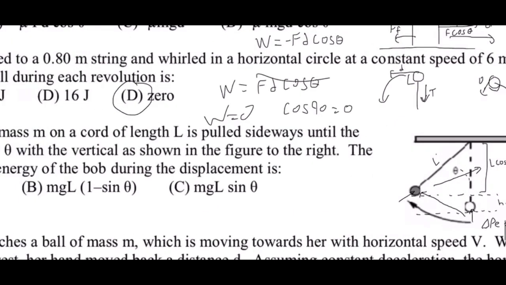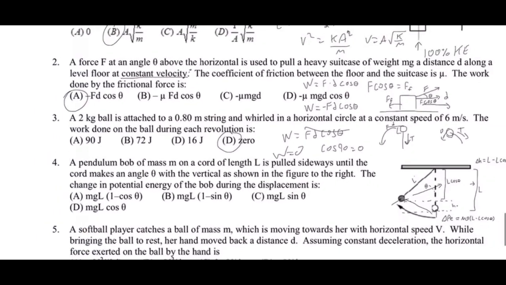Now let's look at our answer choices. I see that none of our answer choices are like that, but I do see if I take out an L from the parentheses, I'll get mgL times 1 minus cosine theta, which matches A.